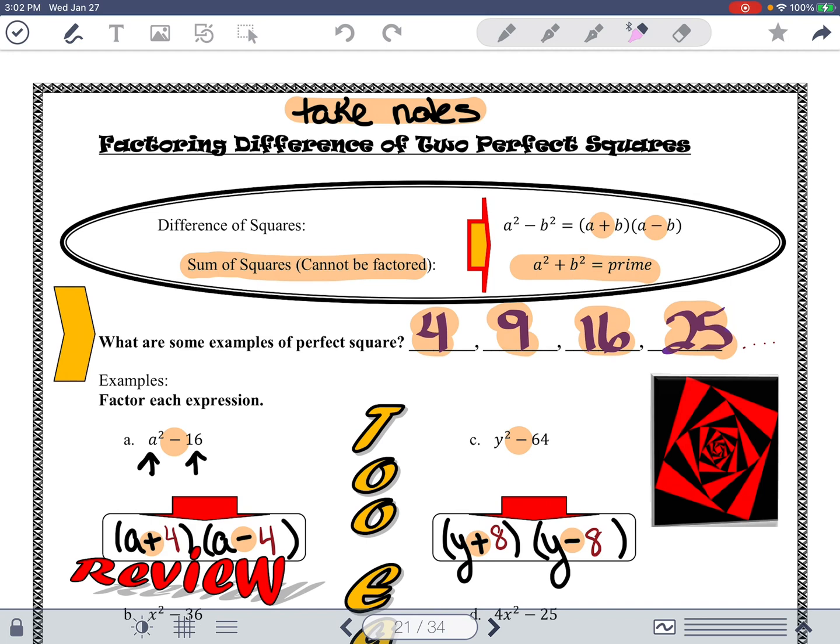But one of the things that we need to try to remember are our perfect squares. So some examples of perfect squares are 4, 9, 16, 25. The list goes on. 36, 49, 64, 81, etc. Those are perfect squares. And you need to try to recall those. That's going to be very helpful when we start to factor the difference of perfect squares. You'll see as I go through these.